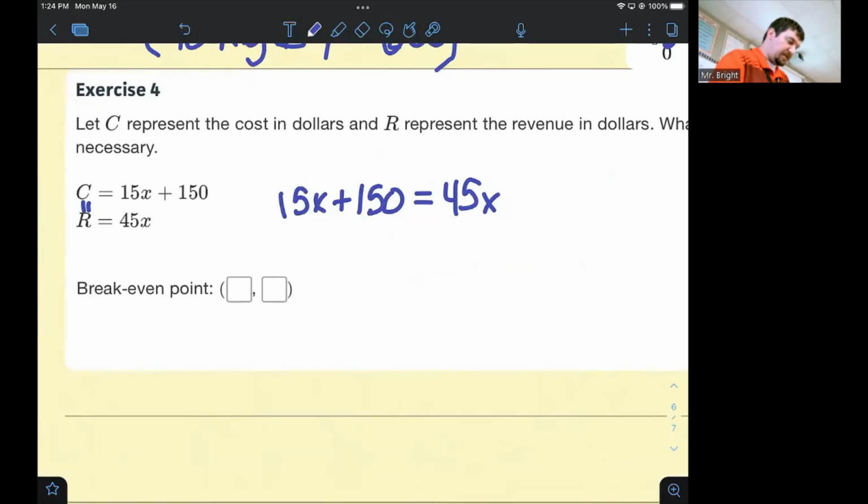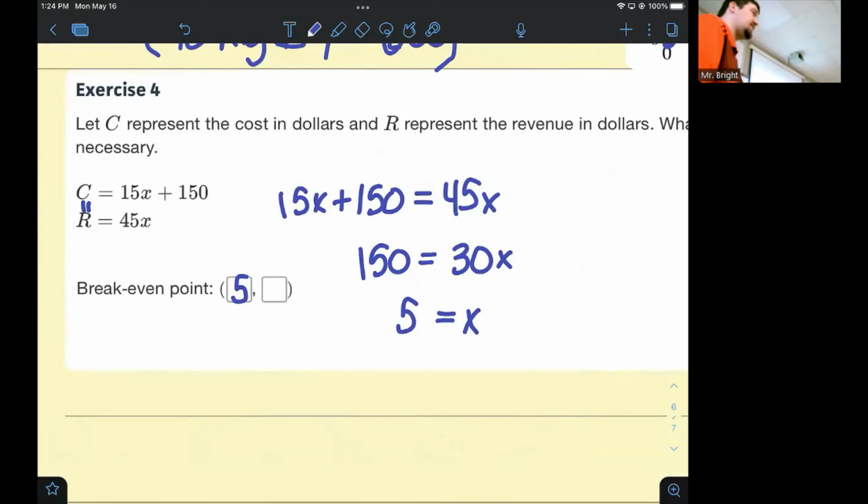Martin, move the 15x over to the other side. Good job. Okay. Christian, divide by 30. Five, okay. So 5 is my x value. And then once I know x is 5, I can plug it into either equation. It's probably going to be easier to plug it into the bottom equation. What's 45 times 5? This is for anyone. Deegan? 225? Getting some head nods on that? So there's my answer.